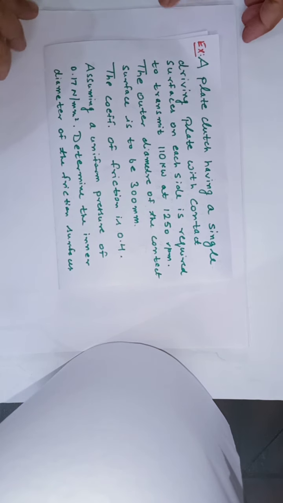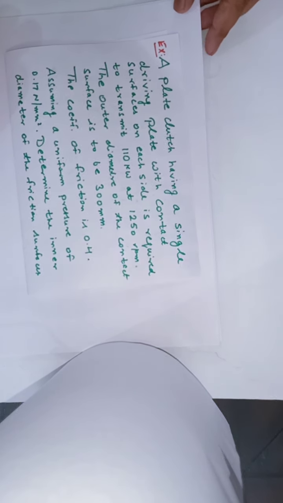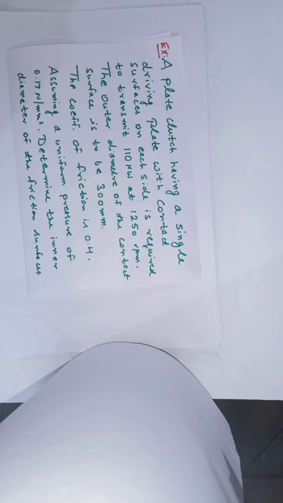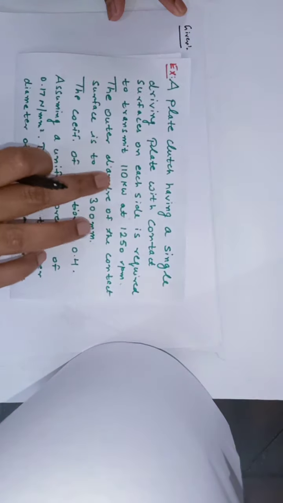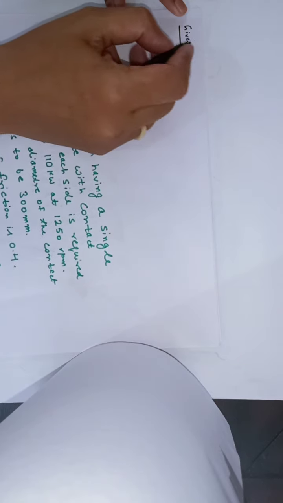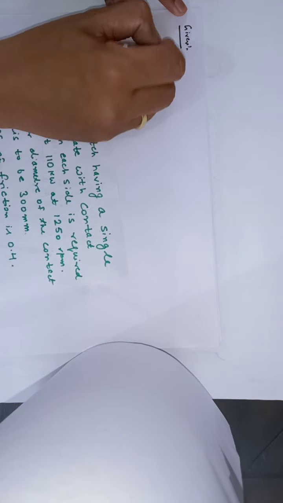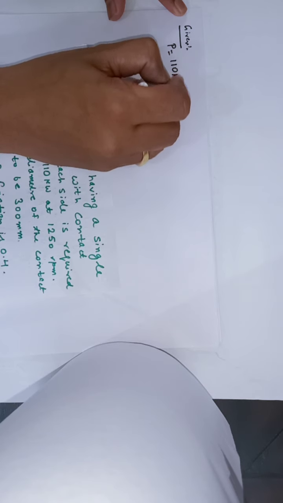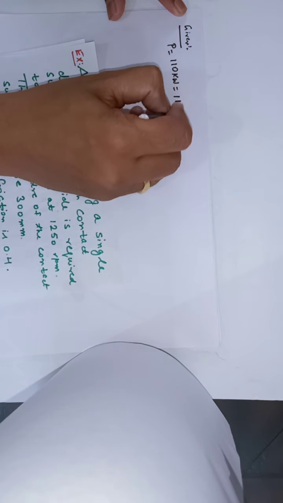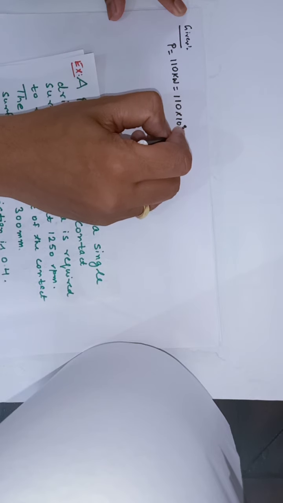So first of all we need to write down the given data. Now what is the given data? If we see, first of all power is given to us. So we will write the power. Power is 110 kilowatt, that is 110 into 10 to the power 3 watt.